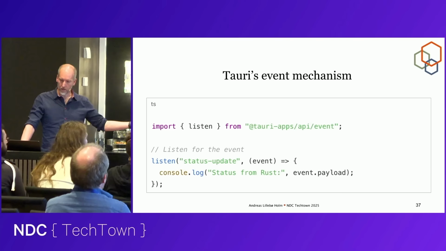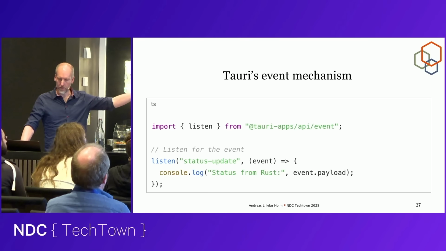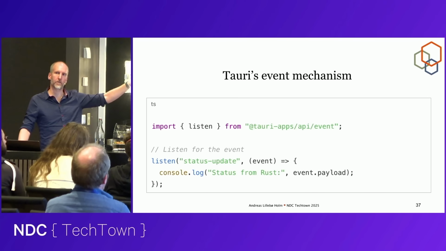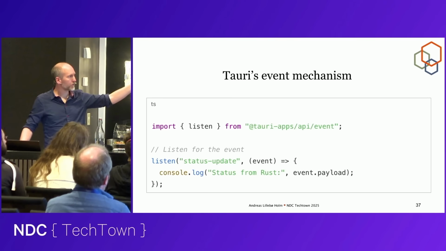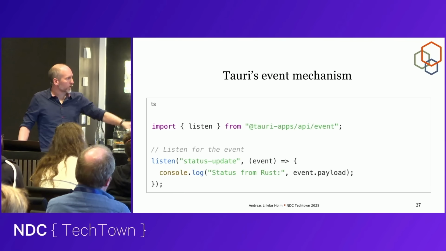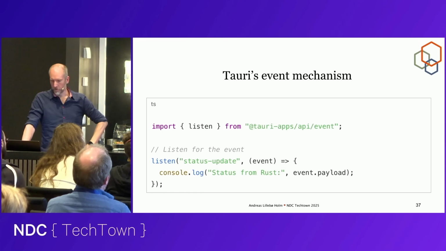For the other way, this is how you do the listen. Same with the @tauri-apps/api event. This is blocked if you don't have this invoke key, so you can't do this in code that is not your own. And you call the listen, and you can respond to an event there.